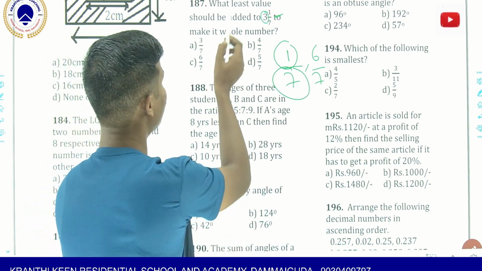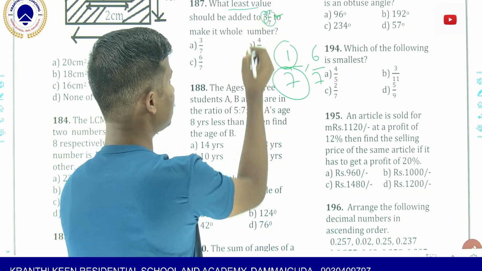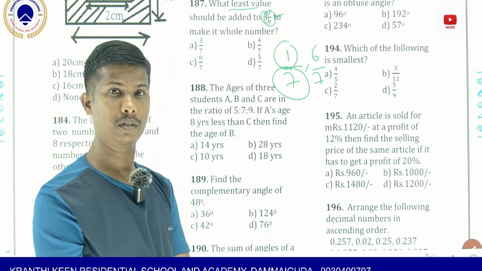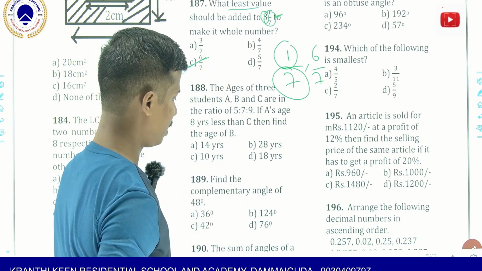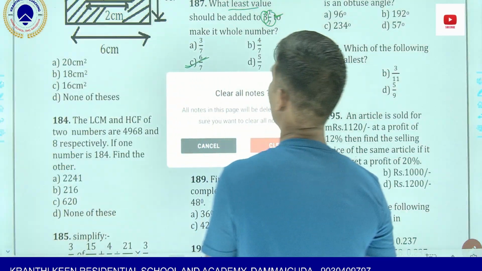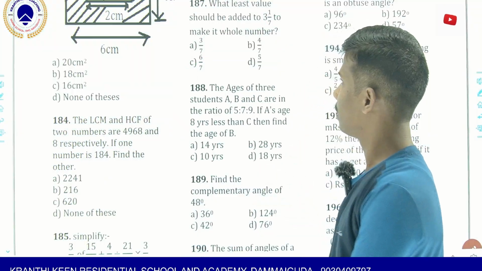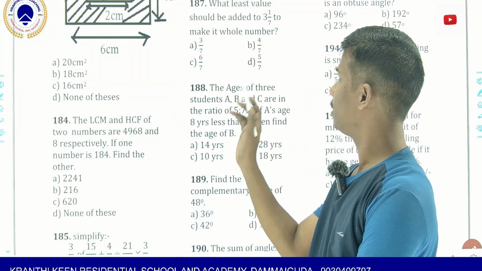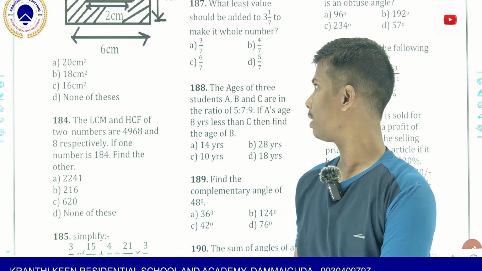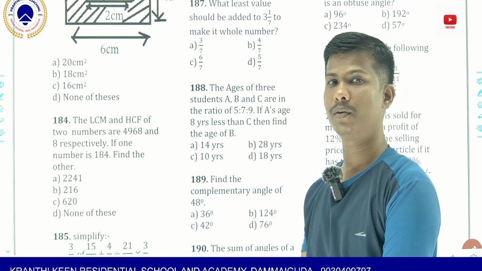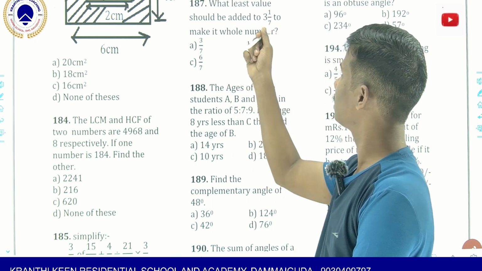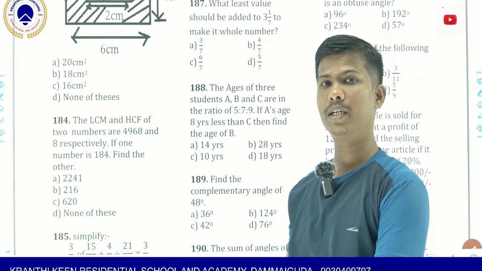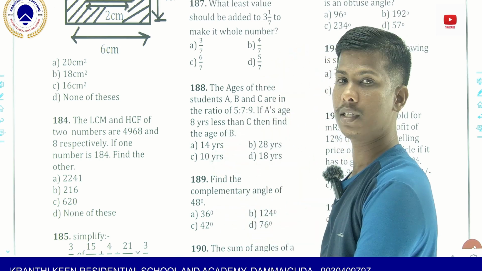What is the least number you have to add to 3 1 by 7 to make it a whole number? You will get 6 by 7. For question number 187, you will get the option as 6 by 7. For this question, you need not use the pen. I use the pen to explain, but you need not. What is the difference? 7 minus 1, 6, no? Numerator 6, and denominator 7.